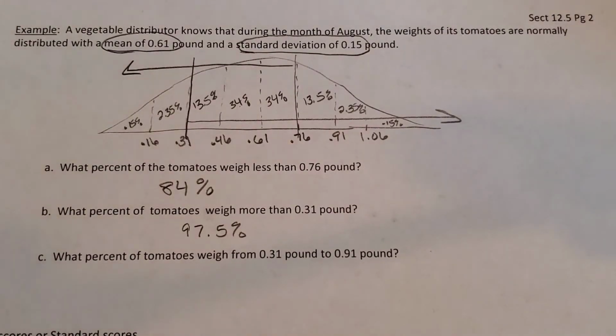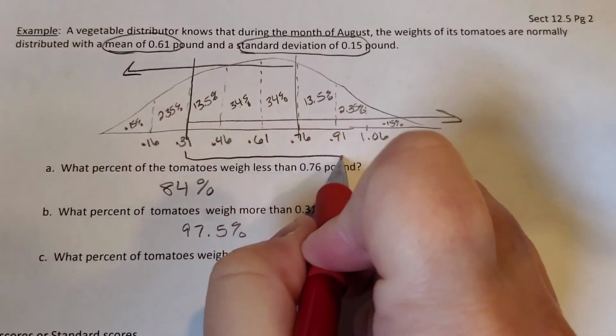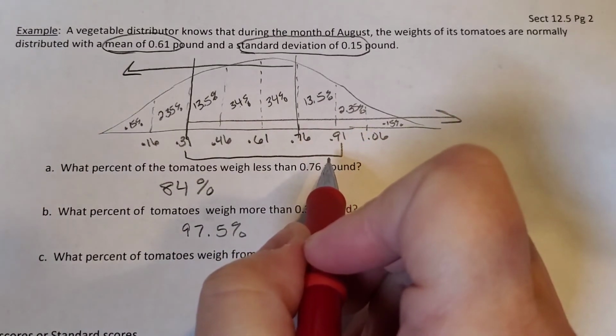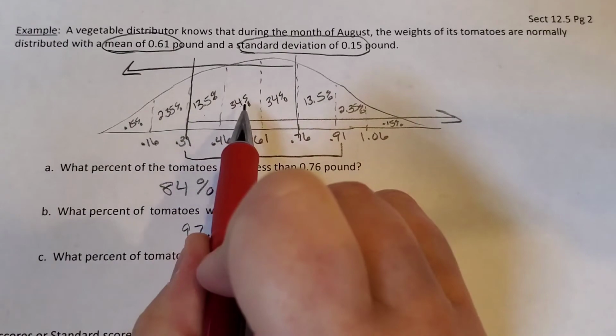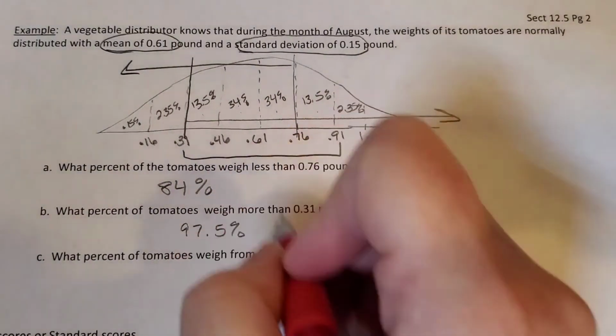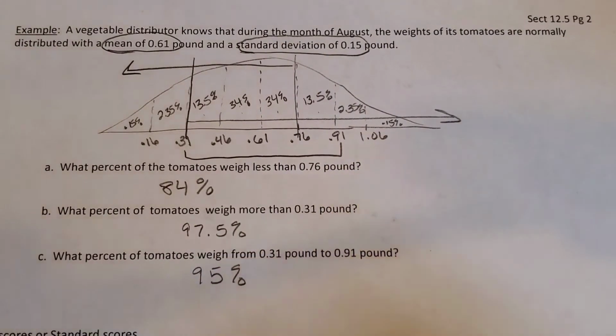And on part C, what percent of tomatoes weigh from 0.31 to 0.91? Well, 0.31 to 0.91, that's within 2 standard deviations above and below. You could also add the 13.5, the 34, the 34, and the 13.5, and you end up with 95% of the tomatoes weigh between 0.31 and 0.91 pounds.